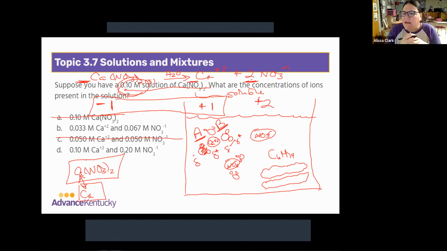And can a hexane molecule hydrogen bond with water? Water has an oxygen. Could the hydrogen from the hexane molecule form a hydrogen bond with the oxygen in the water molecule?